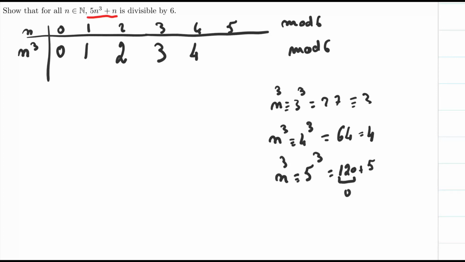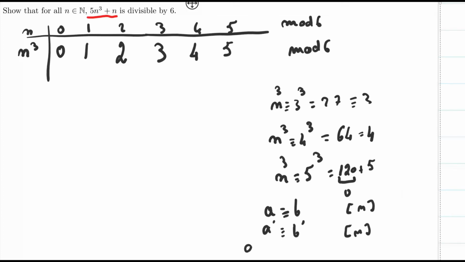The whole thing is 5 modulo 6. I'm just using the basic fact that if A is congruent to B modulo n, and A prime is congruent to B prime modulo n, then A times A prime is congruent to B times B prime. And here I'm taking, in this case, A equals A prime, so I can say A squared is congruent to B squared. And then multiply one other time by A and have A cubed congruent to B cubed if A is congruent to B. This is called the compatibility of the congruence relation with the multiplication.